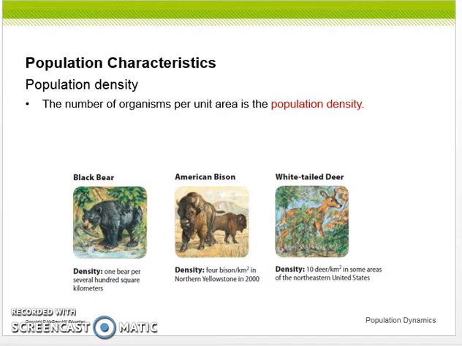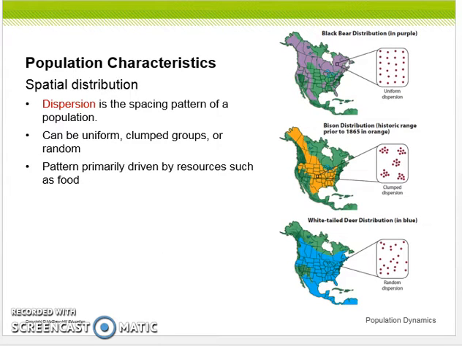The number of organisms per unit area is the population density. 1 bear per several hundred square kilometers, 4 bison, and 10 deer. Dispersion is the spacing pattern of a population. It can be uniform, clumped groups, or random. The pattern is primarily driven by resources such as food.